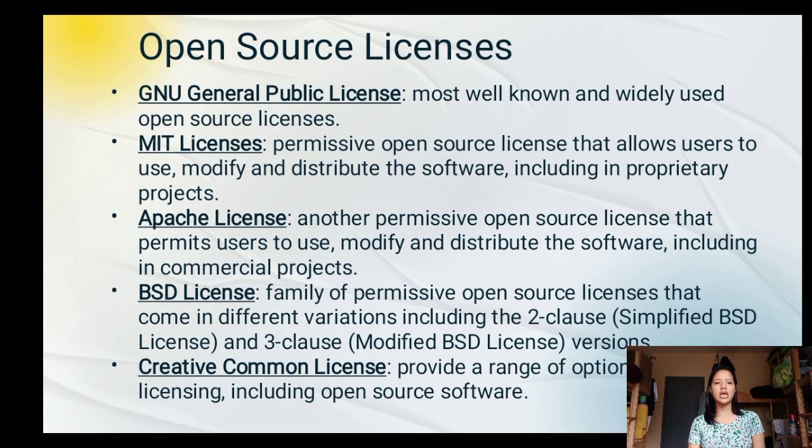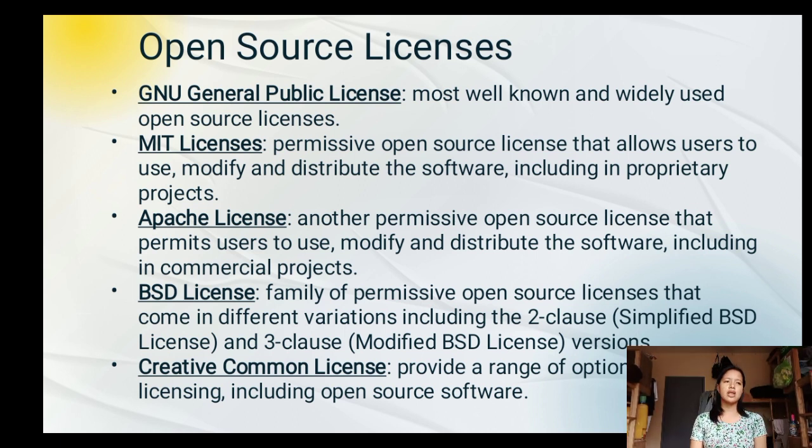It ensures that any derivative works or modifications based on the GPL licensed software must also be released under the GPL, making them freely available to the public. This copyleft nature ensures that the software remains open source and prevents it from being incorporated into proprietary software.